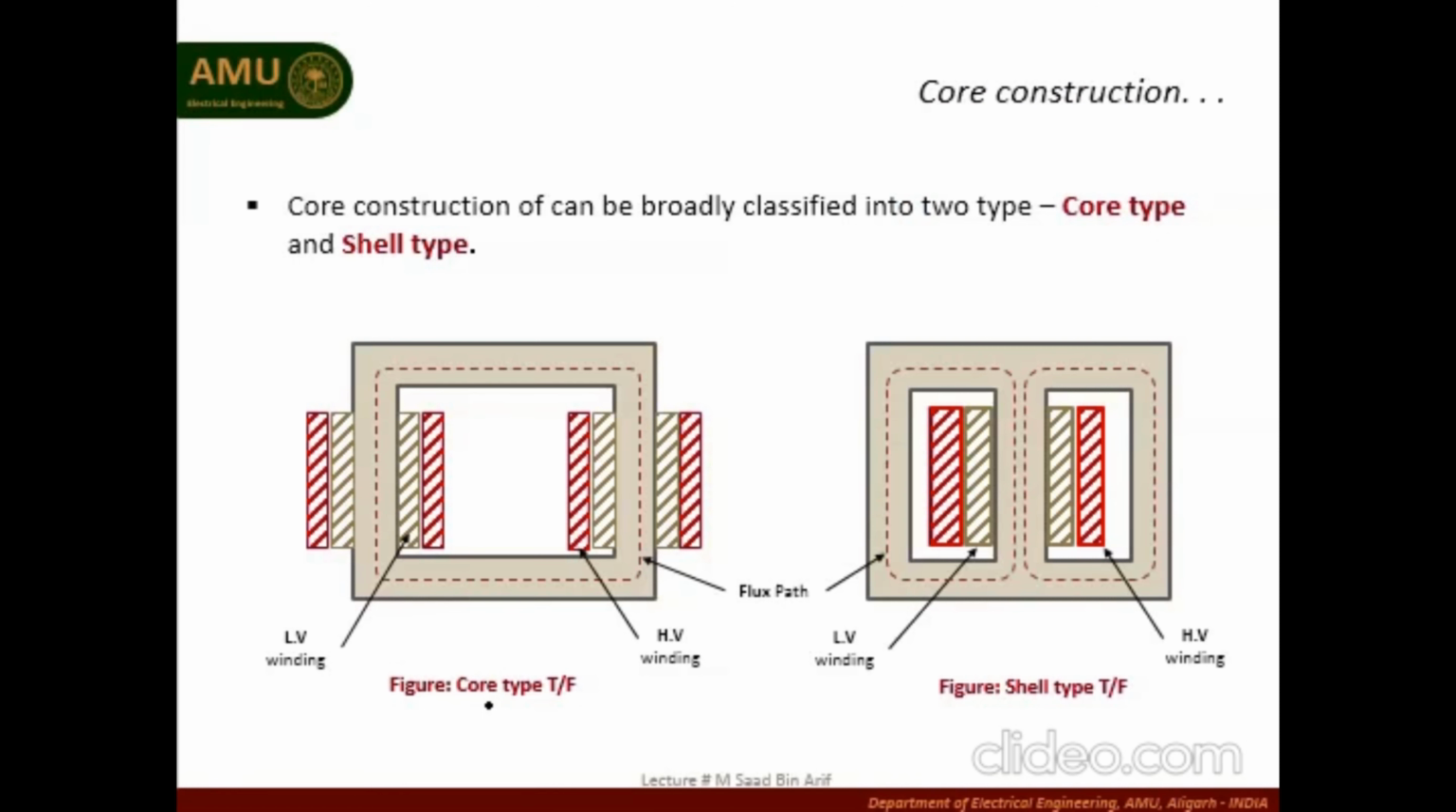In the core type structure, that is this structure, the winding surrounds the core, that is, we have a core over here, and the windings are basically wrapped around the core. Okay, so the example of a single phase core type structure is shown over here. We have two windings, lower voltage winding and higher voltage winding. Lower voltage winding is placed adjacent to the core, and the higher voltage winding is placed on the lower voltage winding in concentric cylindrical shape.